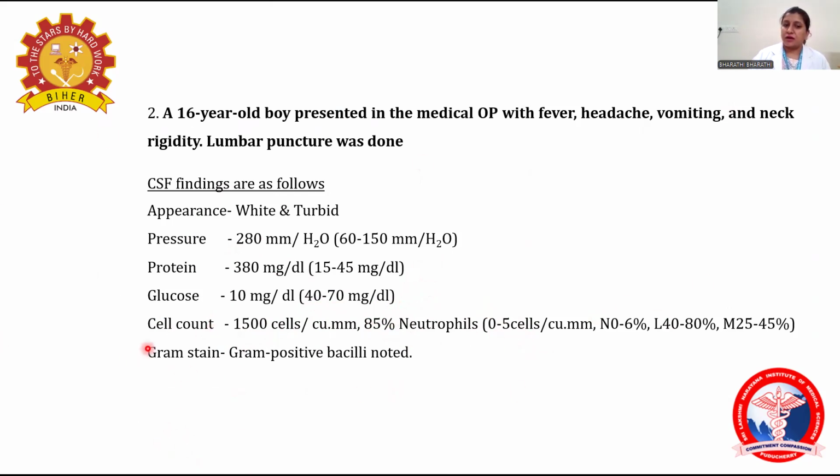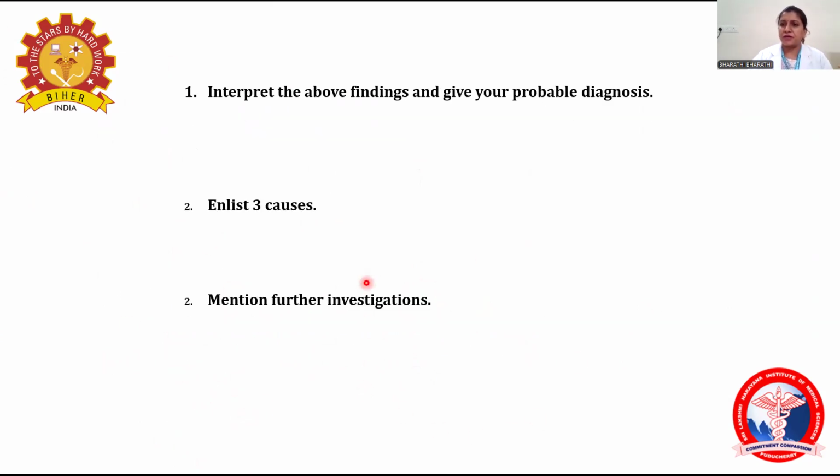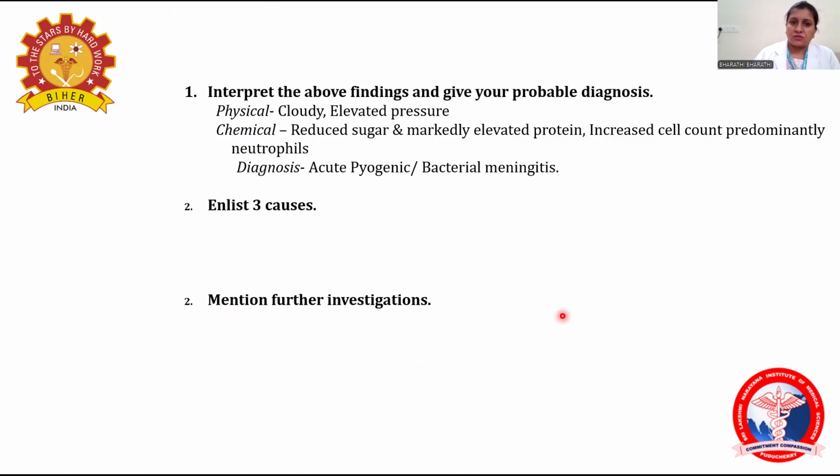And what about the gram stain? The gram stain shows positive for bacilli. So the culture is positive, count is 1500, pressure is increased, glucose is decreased, on appearance it is turbid. So what is the diagnosis? This is a case of pyogenic bacterial meningitis.